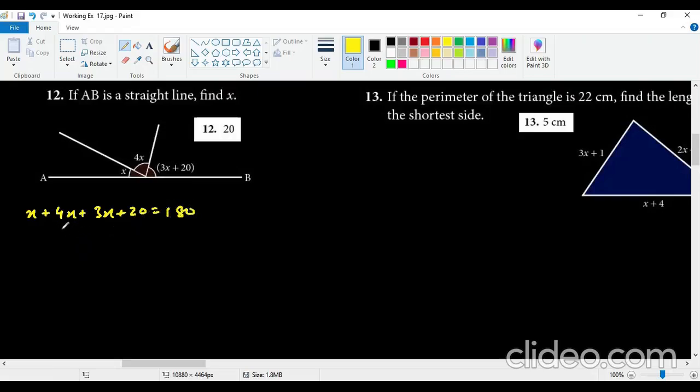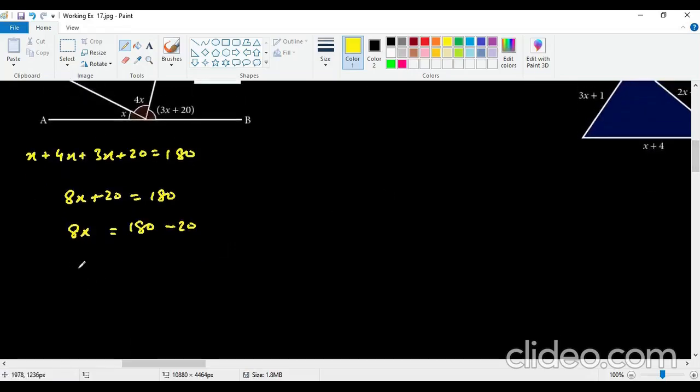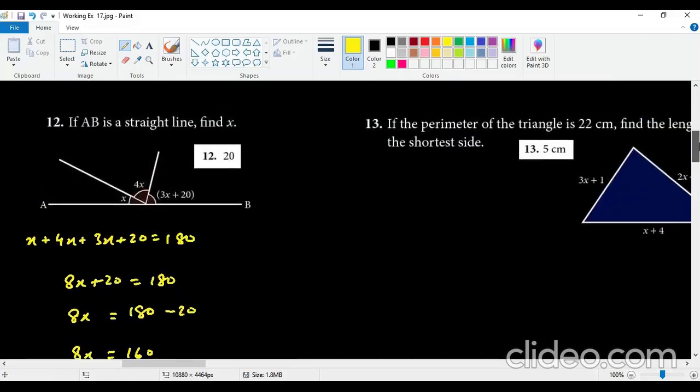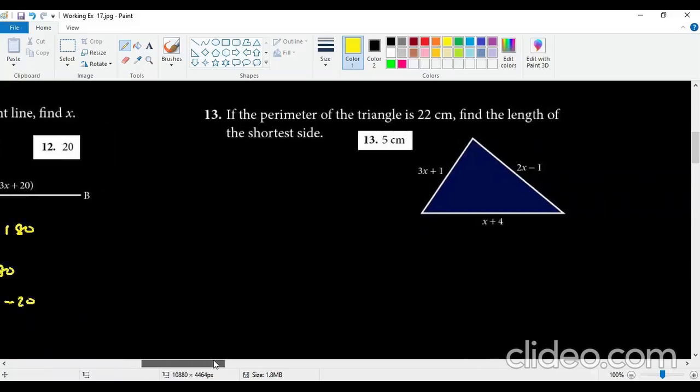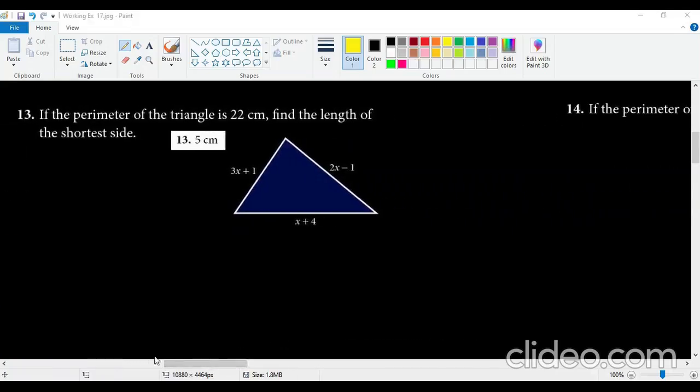That means there are 8 x's and 20 equals 180. That means 8x is going to be equal to 180 minus 20. That means 8x equals 160. That means x is equal to 20. This is going to be your final answer for this question. Moving on to the next question, which is question number 13.